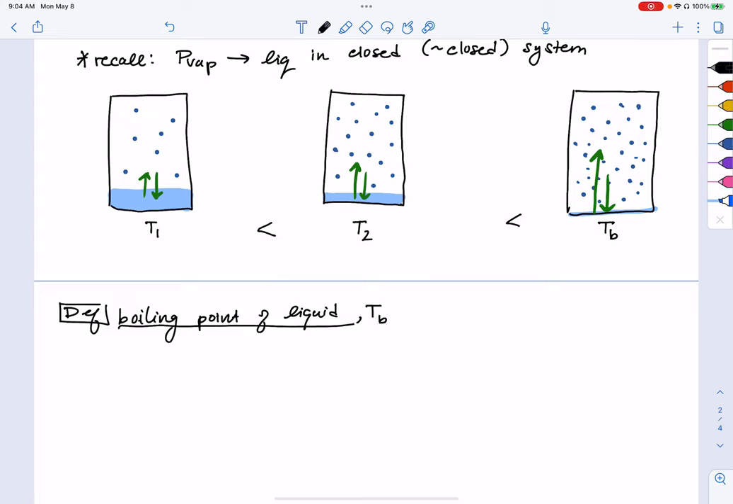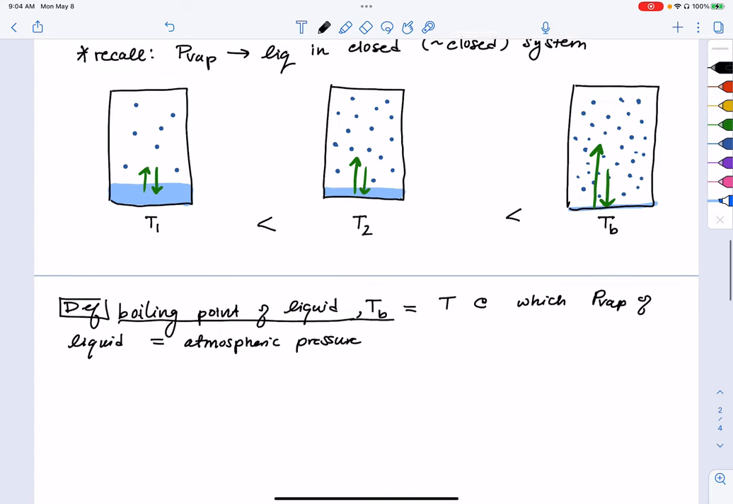the temperature at which a liquid begins to boil, is the temperature at which the vapor pressure of the liquid is equivalent to atmospheric pressure.